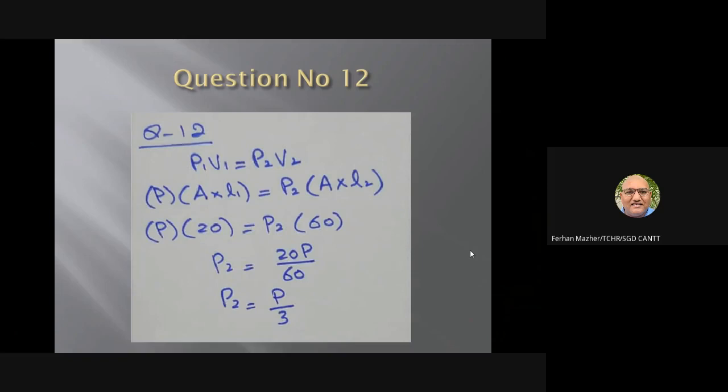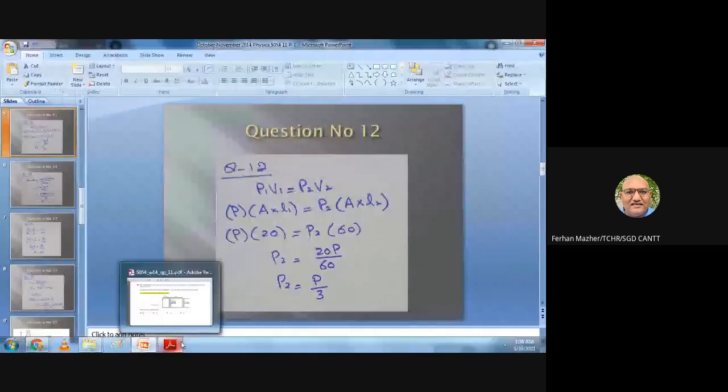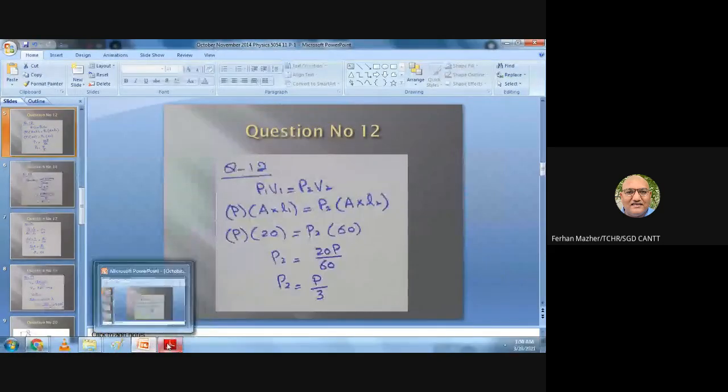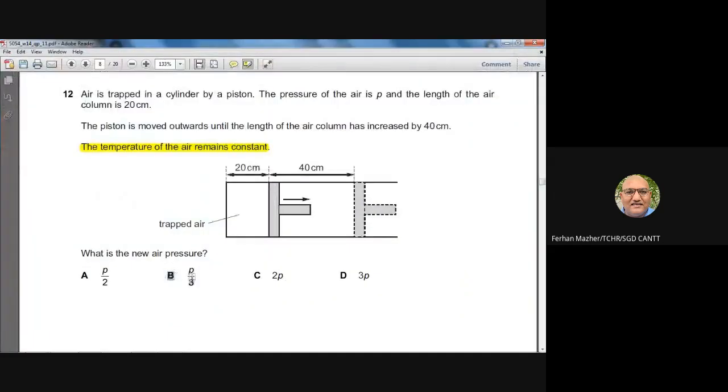So P2 will be equal to 20 P divided by 60. So P by 3. So P2 will be P by 3. B is the right option, sir.